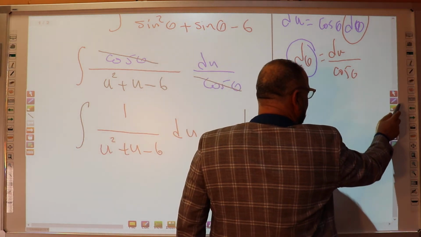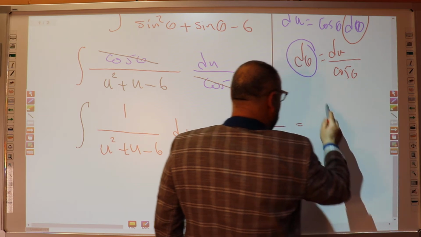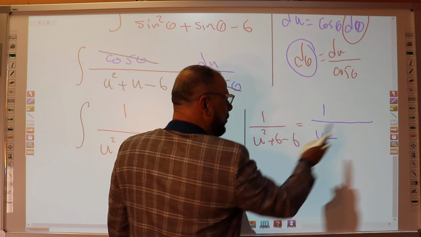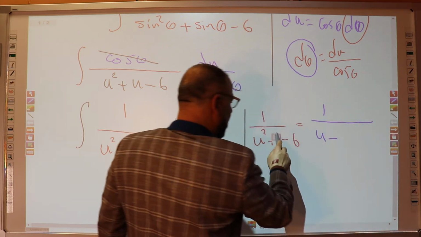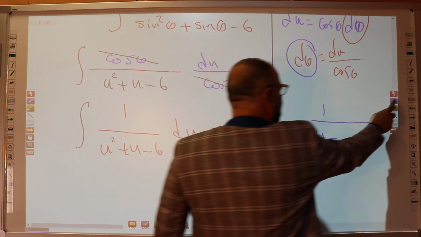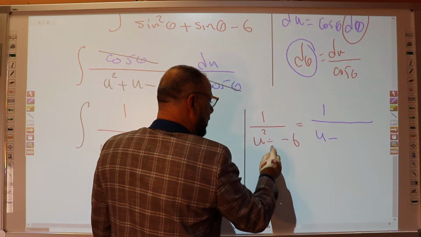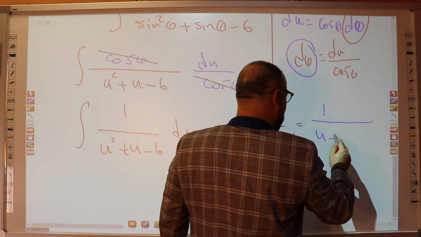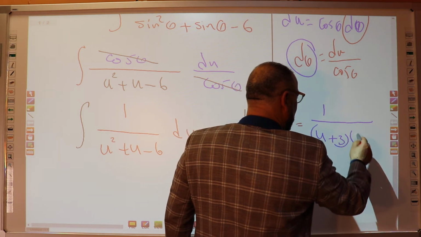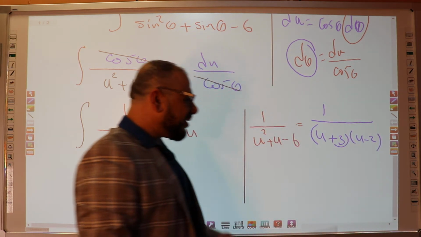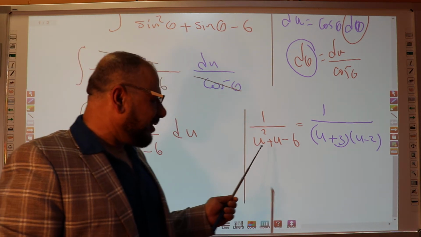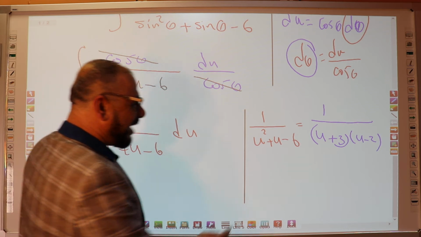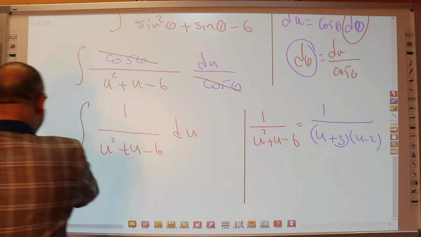This equal, look, guys, 1 over. Factor this guy. Factor it. U plus 3 and u minus 2. You know this, Ayman? The factoring of this? See, we use factoring here in advance. Now, we can split this one. We're going to do partial fraction.